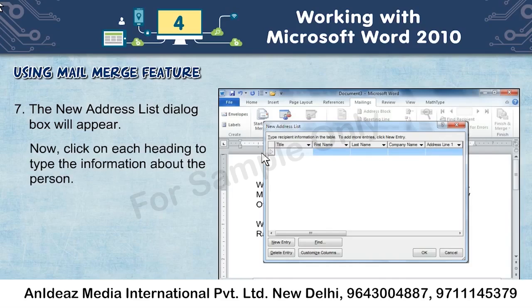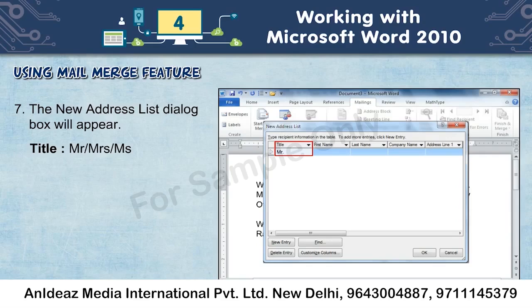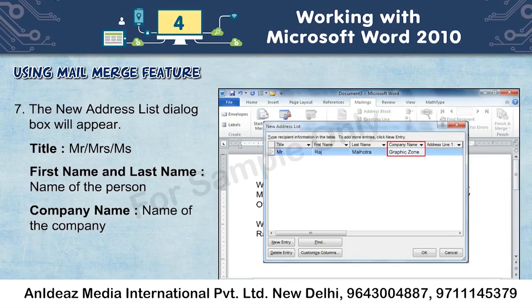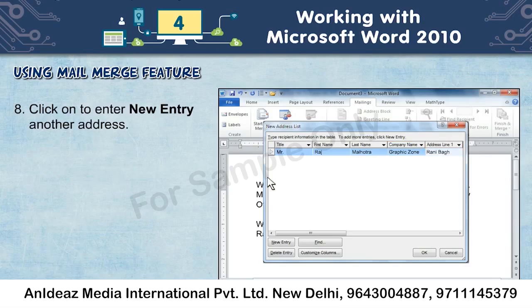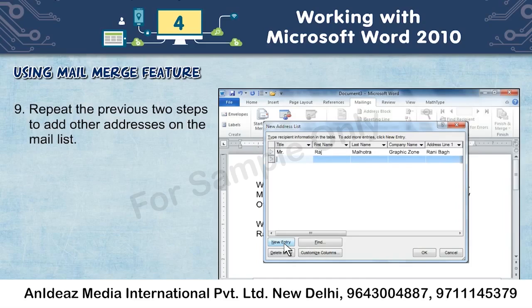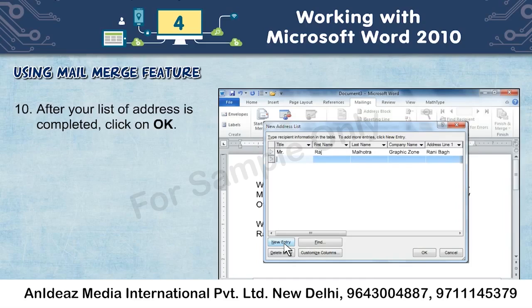Now, click on each heading to type the information about the person. Title, Mr. or Mrs. or Miss. First name, last name, name of the person, company name, name of the company, address line, add the address. Click on New Entry to enter another address. Repeat the previous two steps to add other addresses on the mail list.